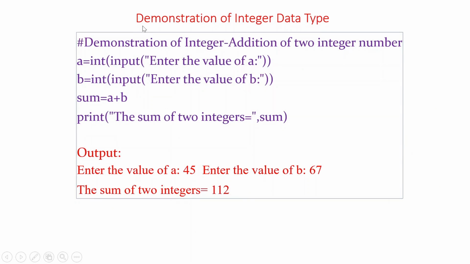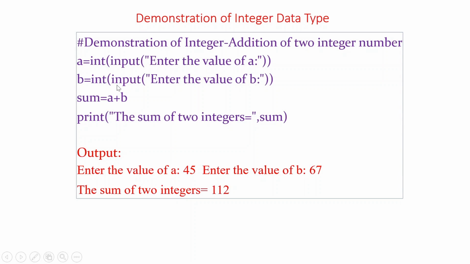Now this is our first demonstration of an integer data type. First you have to take the data from the keyboard, that is input, enter value of a. As we have seen in the last session, the input function will take a value by default in the form of a string. So we have to convert it into an integer by using typecasting, that is int(input("enter the value of a")). So whatever value is entered by the keyboard will be converted into an integer and then assigned to a.